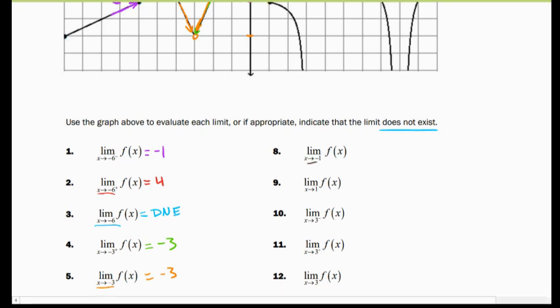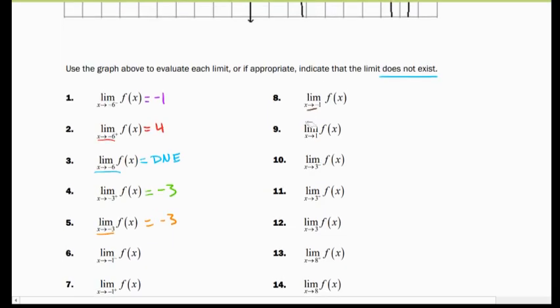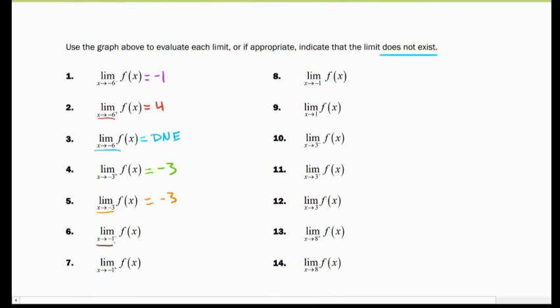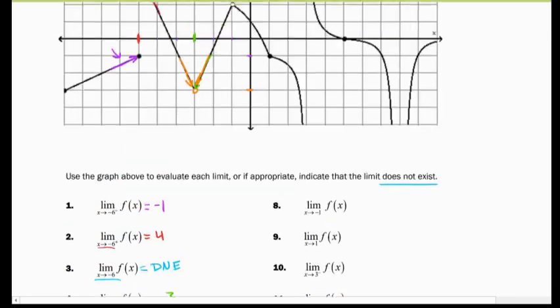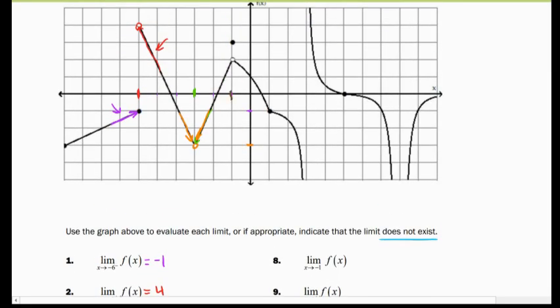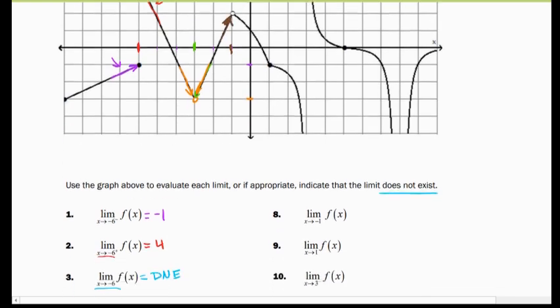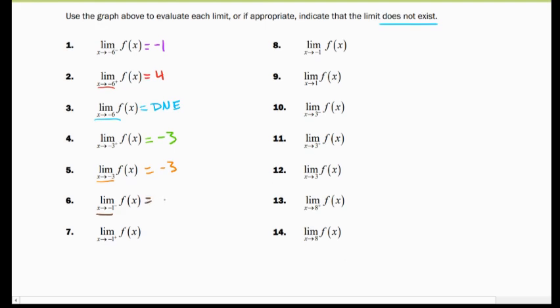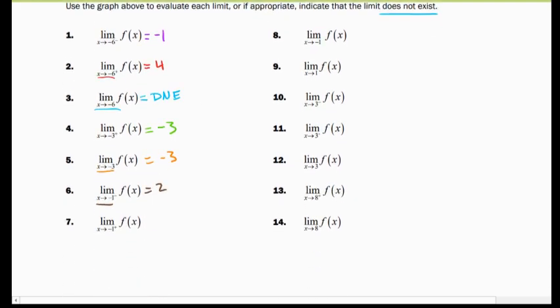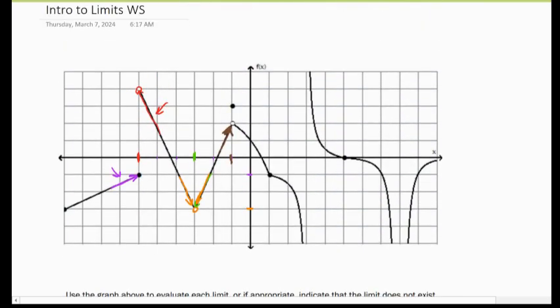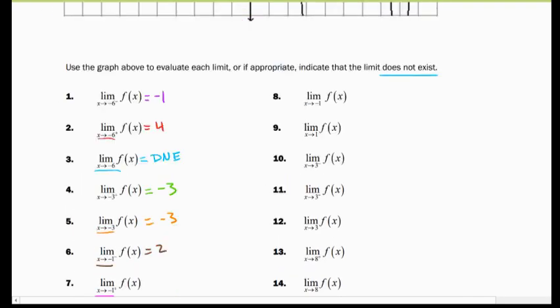Next one here says, what's the limit as, I missed a couple. Sorry. Number 6. What is the limit as x approaches -1 from the left side? So -1 is right here. From the left side, it looks like it's approaching +2. Then the next one says, what is the limit as x approaches -1 from the right side? And as we approach -1 from the right side, the y value is approaching +2.